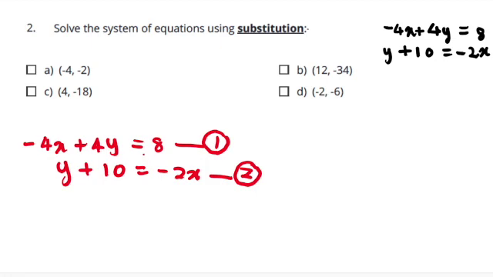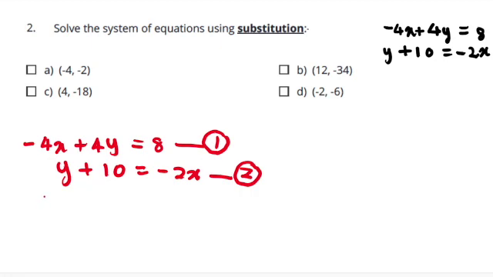When it asks you to solve using substitution, it means that you need to find out the value of one term in terms of another term. So let's see equation 1. We have negative 4x and 4y. And look at equation 2. We have y plus 10 equals negative 2x. Obviously, equation 2 is easier to find the value of one term in terms of the other term, which is we can find the value of y in terms of x.